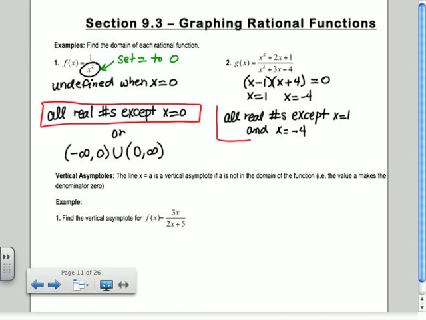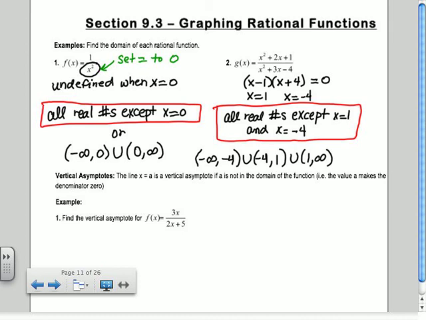Think about interval notation for this. You would have to skip over negative 4 first, then you'd have to skip over 1. So interval notation is really kind of strange on this one. It'd be negative infinity to negative 4, skip over it, so do a parenthesis and then another parenthesis. Then go to 1, skip over 1, and then go to infinity. So that would be interval notation.